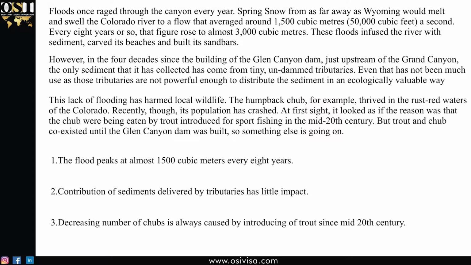So the first statement is, the flood peaks at almost 1500 cubic meters every 8 years. What I'm going to do is convert this sentence into an interrogative sentence, so basically making it a question sentence. The question sentence would look something like this: does the flood peak at almost 1500 cubic meters every 8 years?